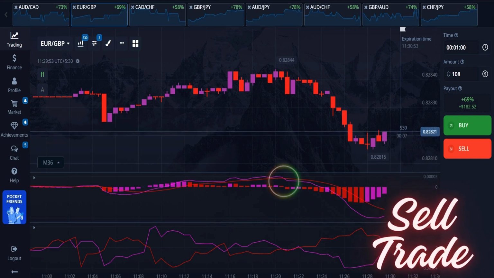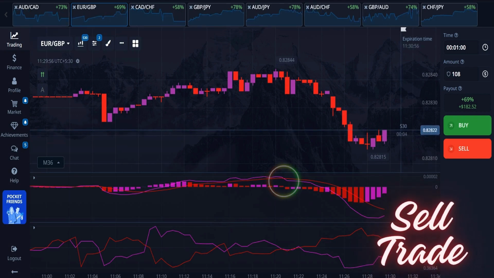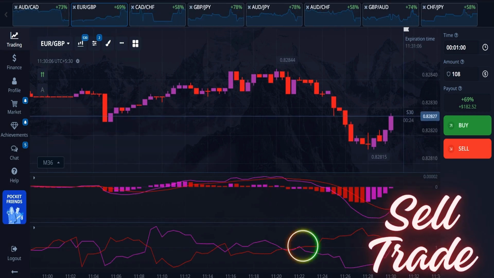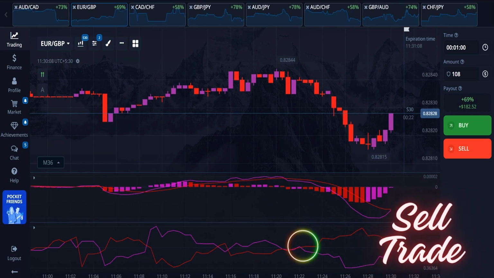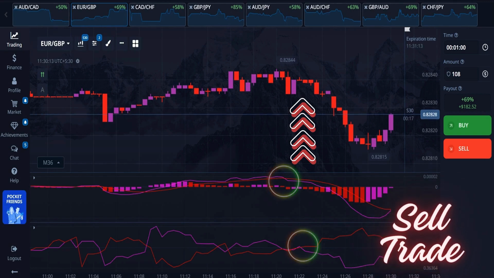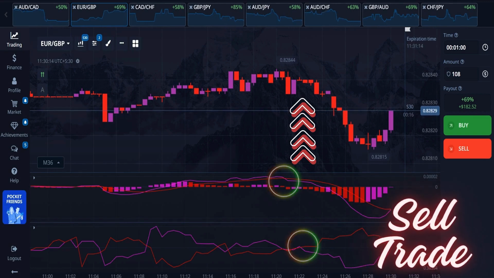Sell trade signal: when the red line of the MACD indicator crosses the blue line and moves upwards, and this crossover is above the zero line. Additionally, if the red line of the Vortex indicator also crosses the blue line and moves upwards, then it is a good sell trade signal.